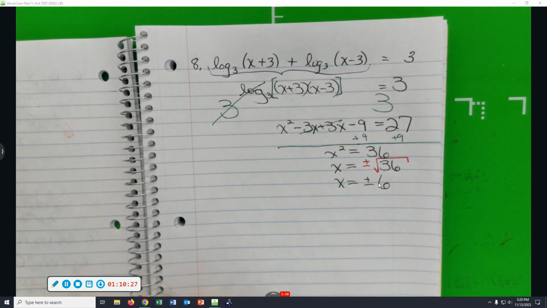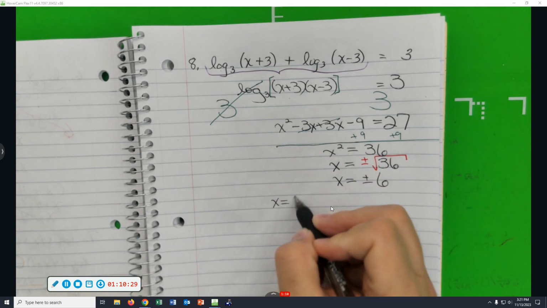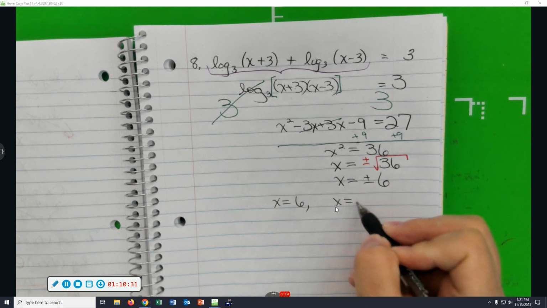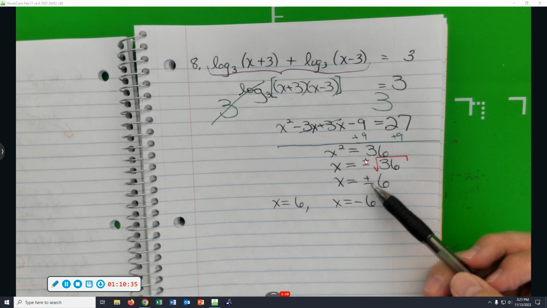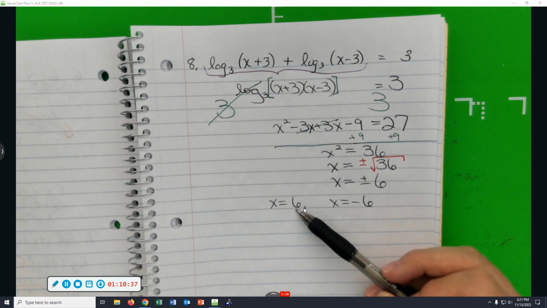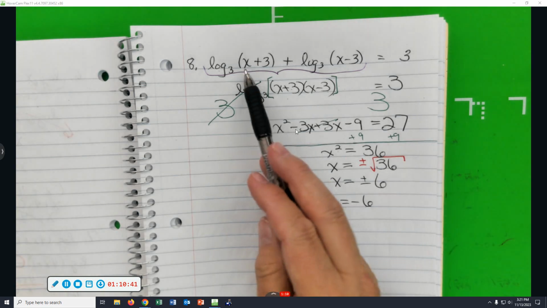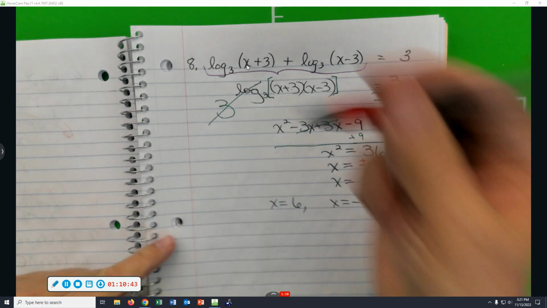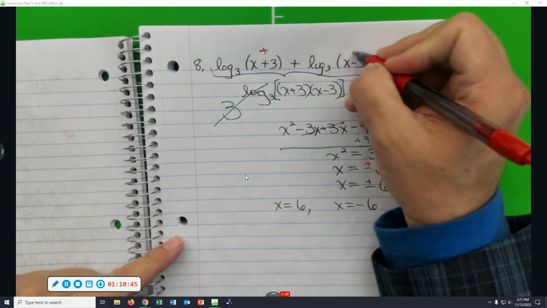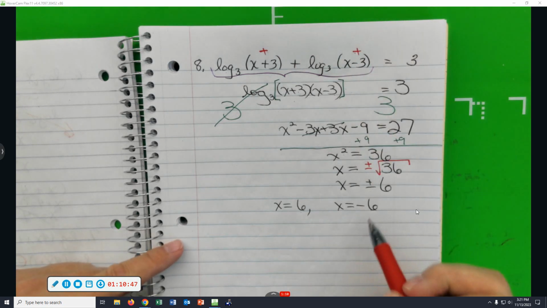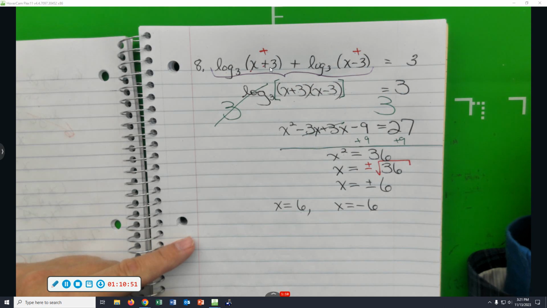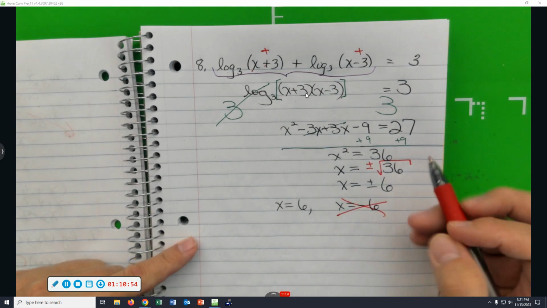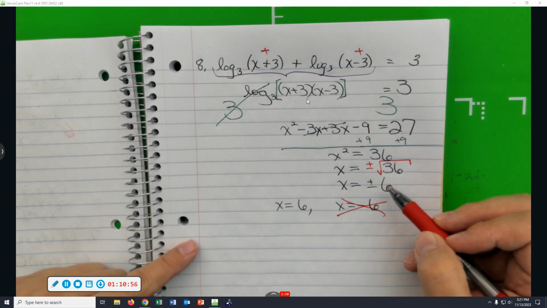Are both of those acceptable? We have a positive 6 possibility and a negative 6. If you're one of those people that forgets the minus and only looks at the positive possibility, I think you'd be okay. Negative 6, come up here. Remember, the arguments must be positive. You plug in that negative 6. Negative 6 plus 3, is that positive? No.